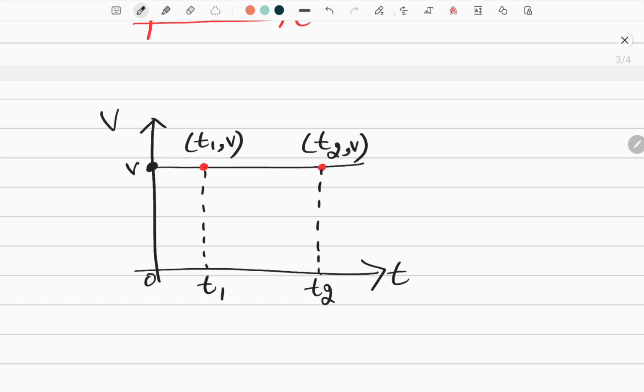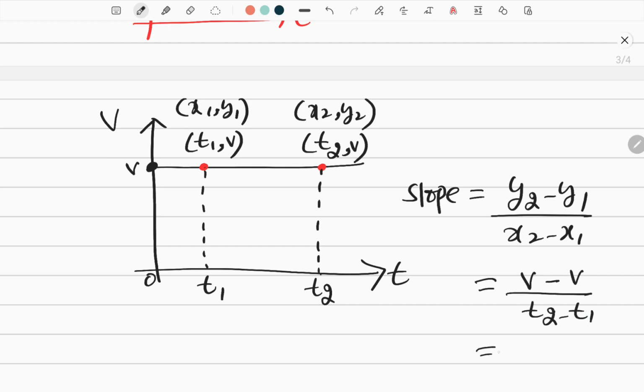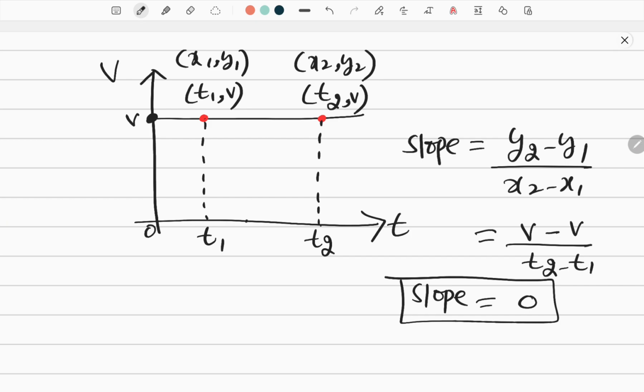All right, so first of all we have to look for x, no. So this is t1 comma v and this is t2 comma v. Now we can compare this with x1 comma y1 and this one as x2 comma y2. Now if I want to find out the slope of this, what is the formula for slope? That is y2 minus y1 divided by x2 minus x1, and y2 is nothing but v, minus y1 is also v, divided by t2 minus t1. V minus v is 0. So totally slope has become 0. All right, slope is 0 because this is not making any angle with the x-axis.